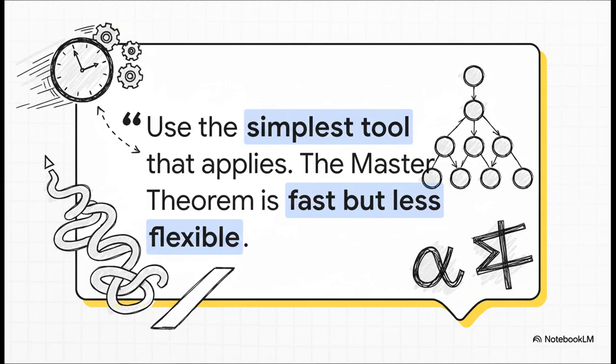And this quote really puts it all into perspective. The master theorem should be your first choice because it's insanely fast. But for those tricky cases where it doesn't apply, you have to reach for more powerful, but also more complex tools, like drawing out a full recursion tree or using the more advanced Akra-Bazzi theorem.